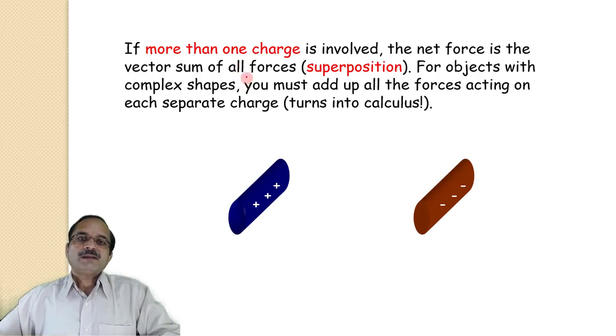In the previous case, we have seen the formula for force because of 2 point charges. Now suppose we have more than one charge like this. So one charge is here, second charge, third charge, and so on. If there are more than one charges, then in that case the net force because of the number of such point charges is nothing but the vector sum of all forces.